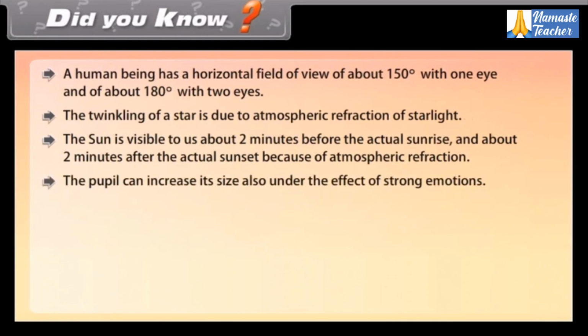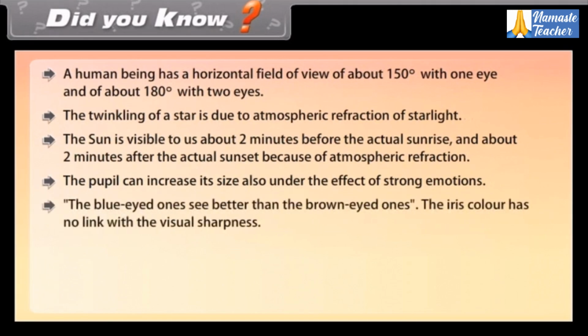The pupil can increase its size also under the effect of strong emotions. The blue-eyed ones see better than the brown-eyed ones. The iris color has no link with the visual sharpness.